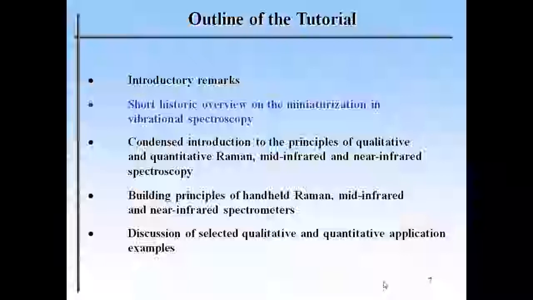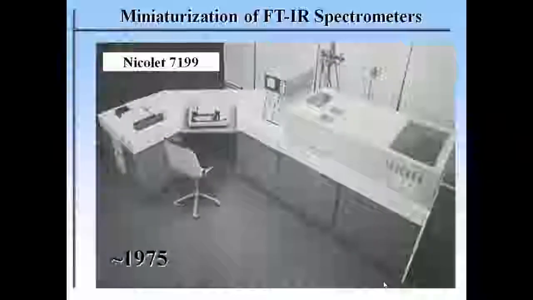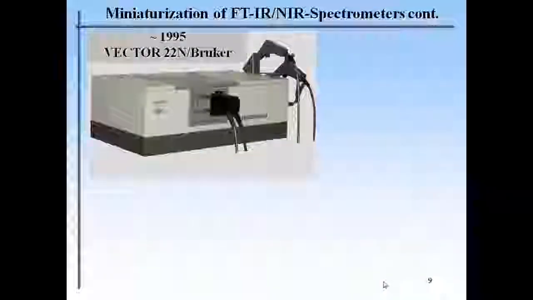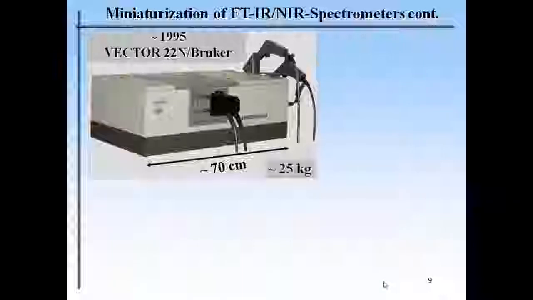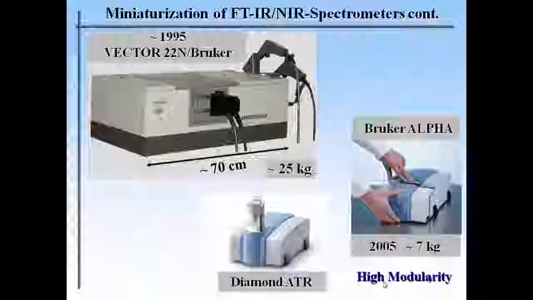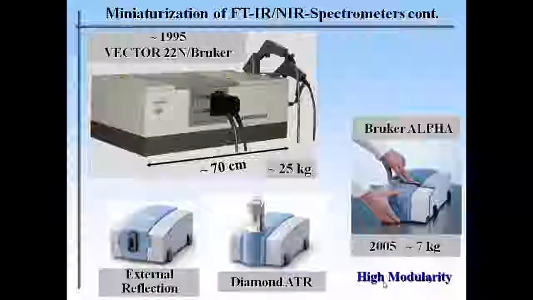Short historic overview on the miniaturization in vibrational spectroscopy. This was in the mid-70s. This was a Fourier transform infrared spectrometer, 2.5, it needed almost a separate laboratory, a small room. It weighed 250 kilos. 20 years later, it had shrunk already considerably. And another 10 years later, it was already portable with high modularity.